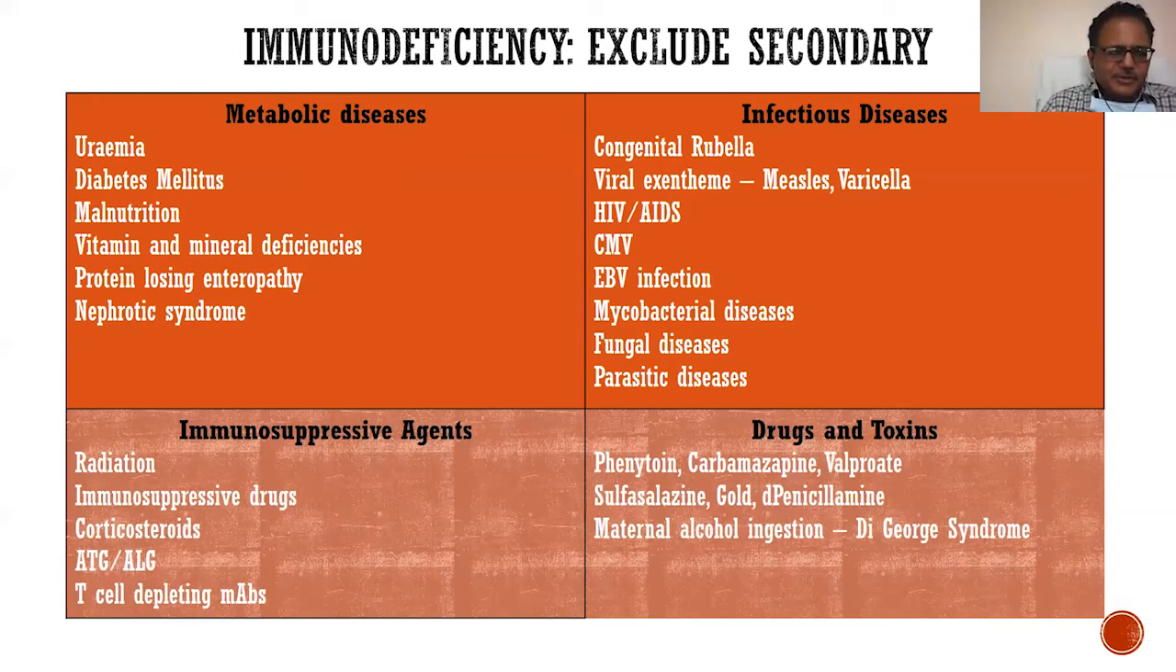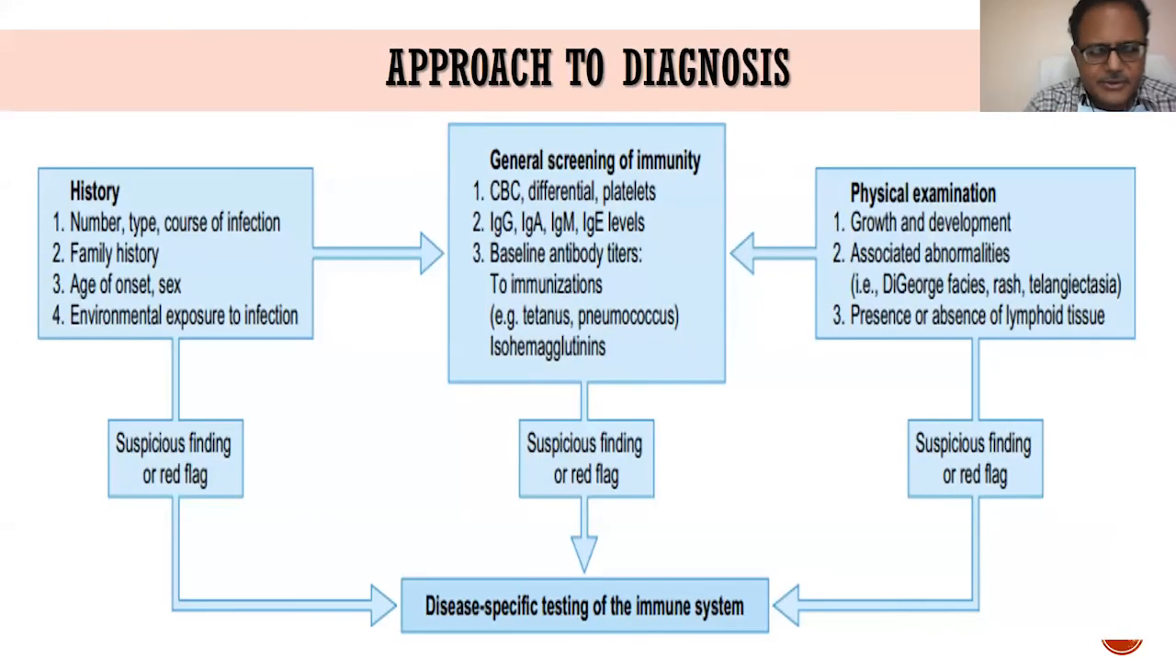The still most common manifestation is infection, but we should not diagnose a primary immunodeficiency unless we have ruled out a secondary immunodeficiency disorder in the form of either metabolic disease or an infectious disease causing immunosuppression, or immunosuppressive agents which we commonly use nowadays in the field of medicine, and certain drugs and toxins. They have to be ruled out, then we can go ahead with the approach to diagnosis. The basic approach is the same: history, clinical examination, and general screen for primary immunodeficiency. The investigative screen is very simple in these patients.